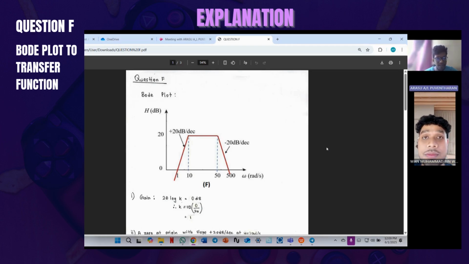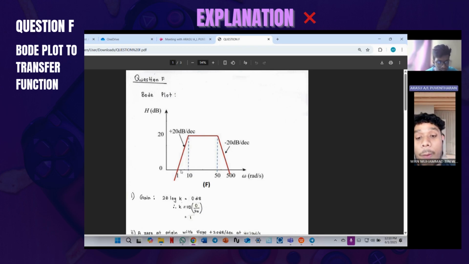Today, I will present the analysis of a Bode plot and how we can determine the system transfer function based on its frequency response. So, let's begin by observing the given Bode plot. This plot shows the magnitude response of a system in decibels versus frequency in radians per second. So now I describe the Bode plot.